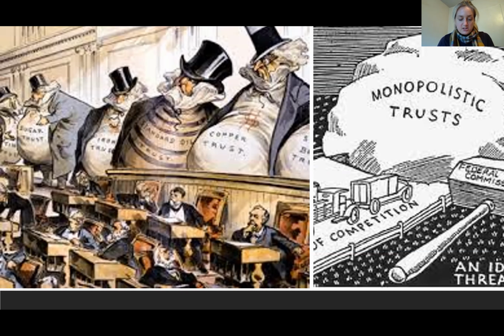The Sherman Antitrust Act. The Sherman Antitrust Act is an example of a law that is passed by the federal government to either break down monopolies that already existed or put restraints in place to ensure that new monopolies would not be created. Sherman Antitrust Act is on your review, but you may also be familiar with the Clayton Antitrust Act as well.